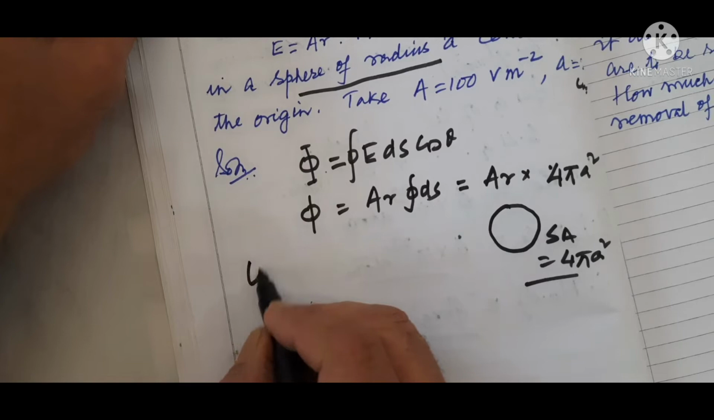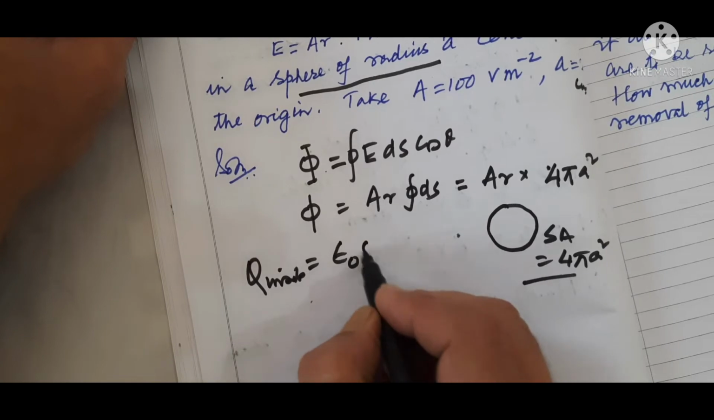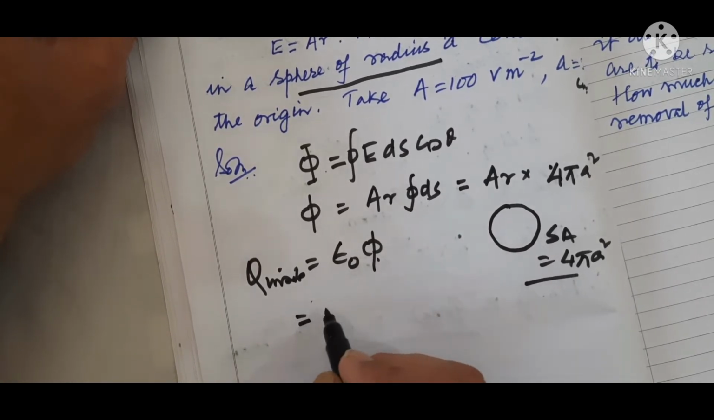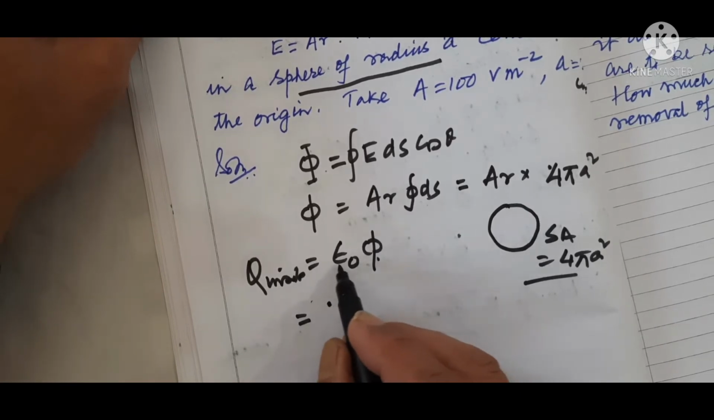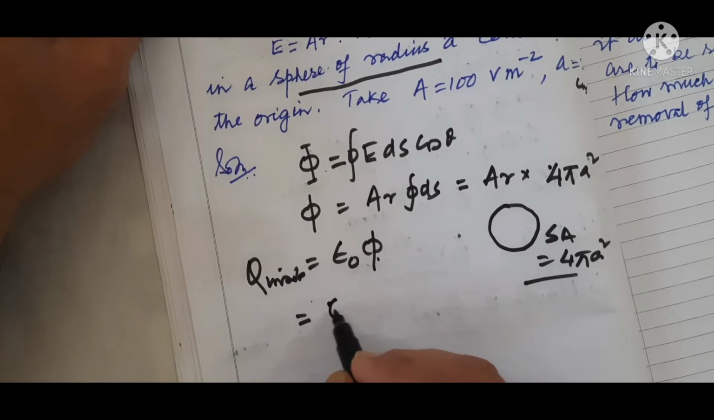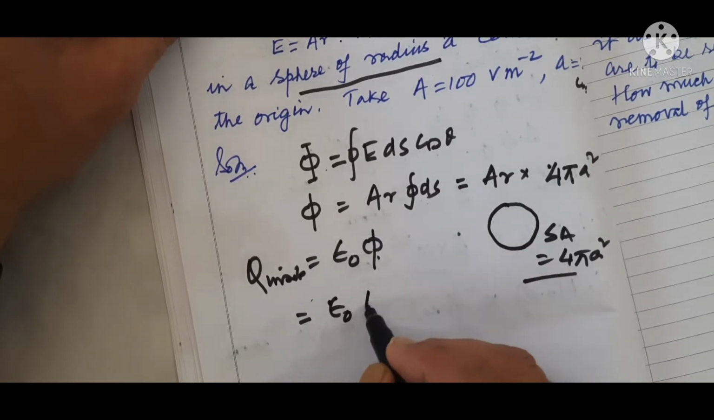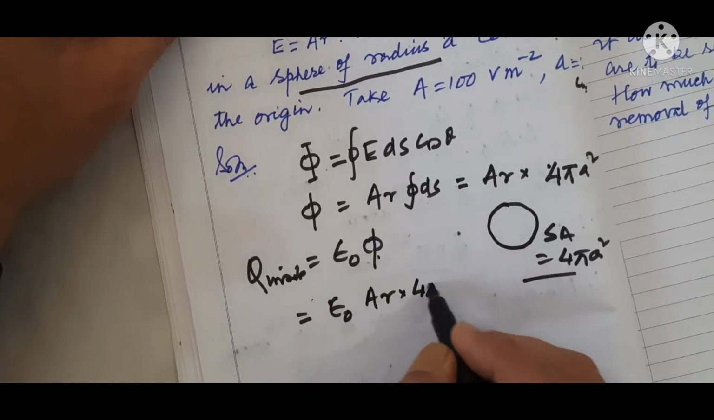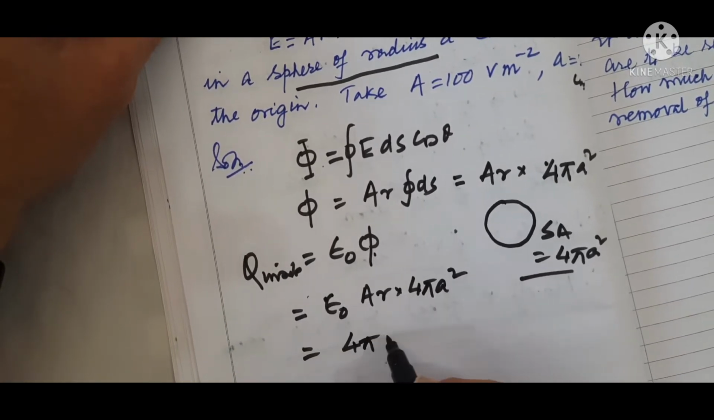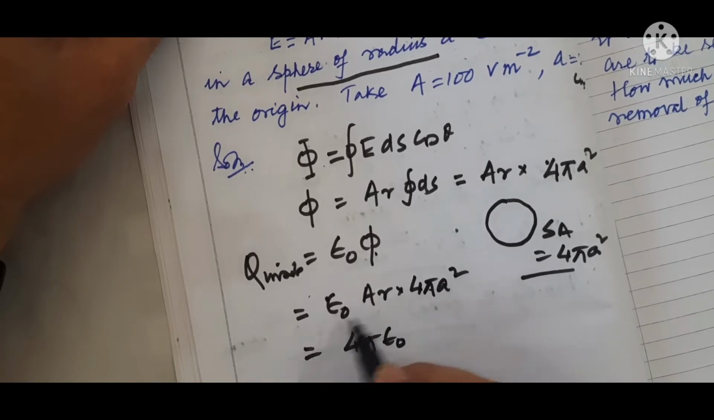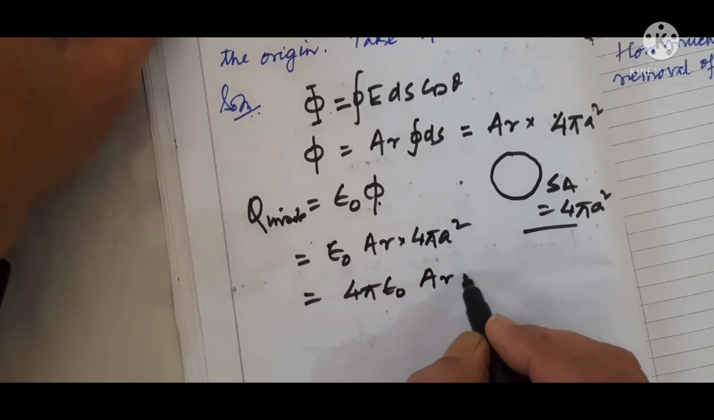So the charge inside, you have to find out. That is epsilon naught into phi. Epsilon naught into phi is A into r into 4 pi a square. So I have written 4 pi epsilon naught into A into r into a square.